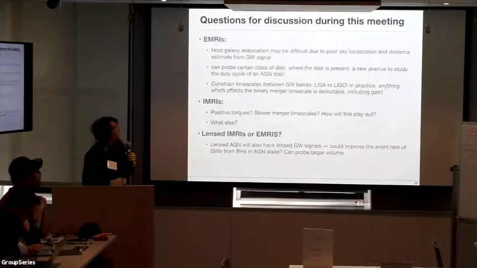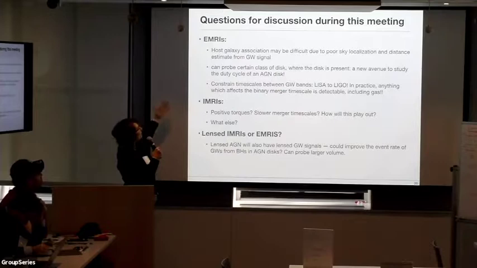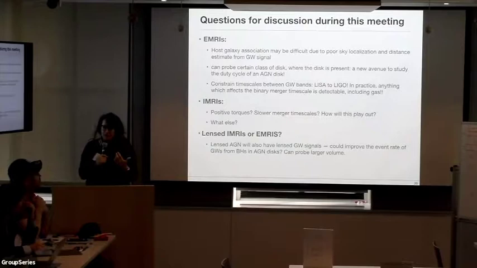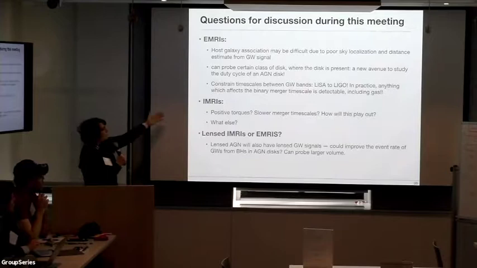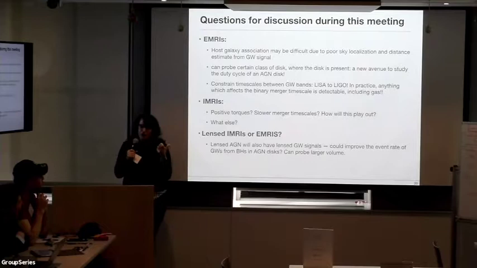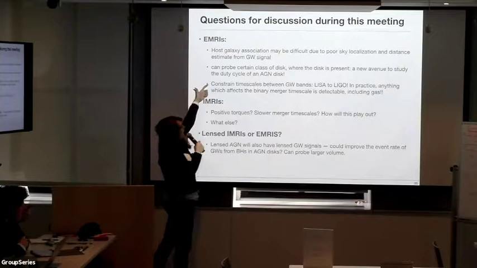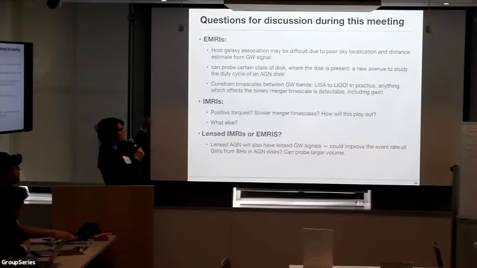So questions that I would really like for us to discuss during this meeting are the following. IMRIs: is it possible to get a host galaxy association for these sources? Given the poor sky localization and the not so good distance estimates, is this really going to be a feasible possibility? I'm not sure. We can probe a certain class of disk where the disk is present in these AGNs. So if the AGN turns off, then you have your black hole binary system that could start flying around, right? And so actually, this might be a new avenue to study the duty cycle of an AGN disk. It could be related to these rates and these detections.